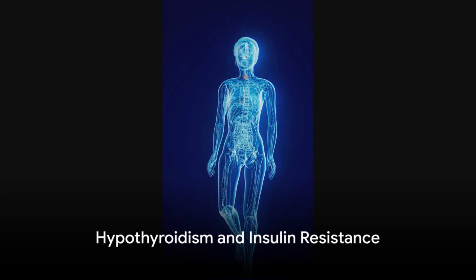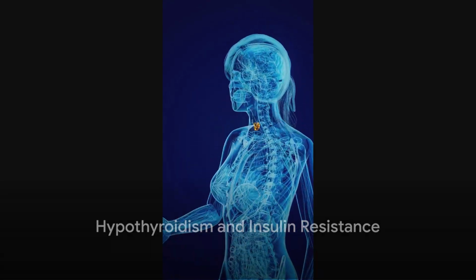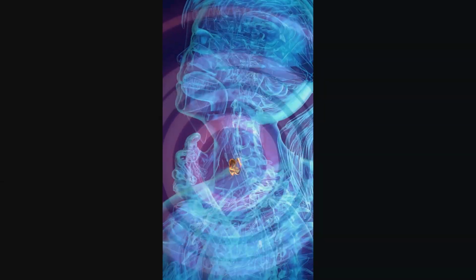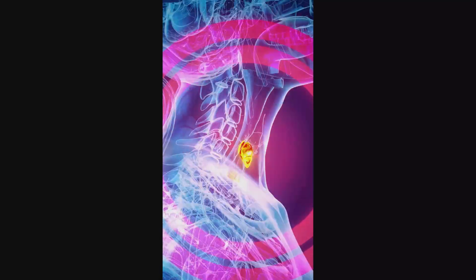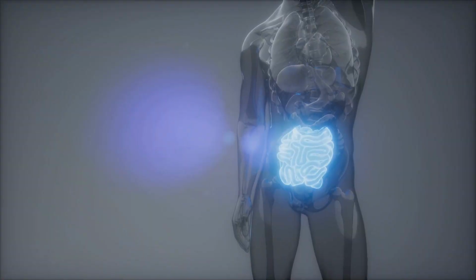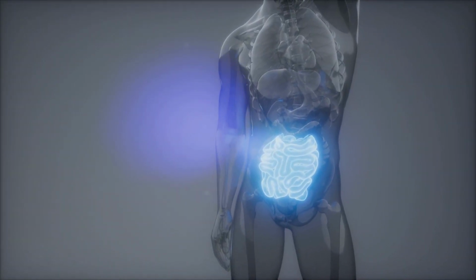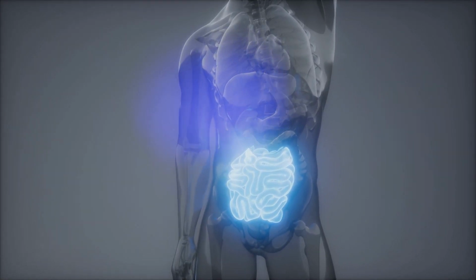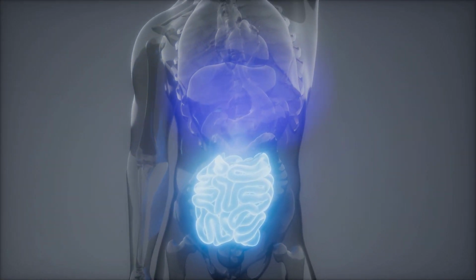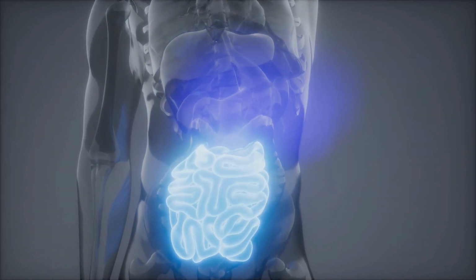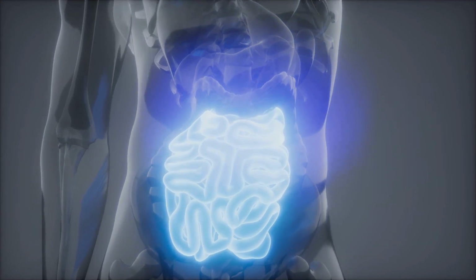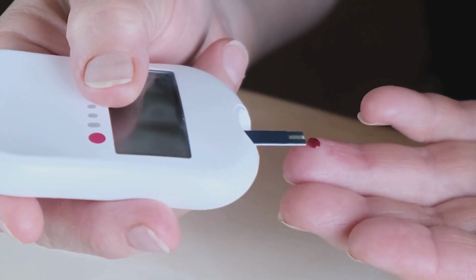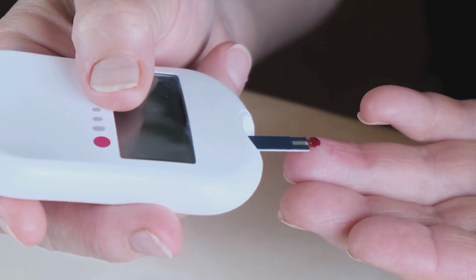First up, let's explore how an underactive thyroid or hypothyroidism can lead to increased insulin resistance. Hypothyroidism occurs when the thyroid gland doesn't produce enough thyroid hormones, which play a critical role in our metabolism. When our thyroid is underactive, our metabolism slows down, which can lead to weight gain and fatigue, among other symptoms. Now, you might be wondering, how does this relate to insulin resistance?